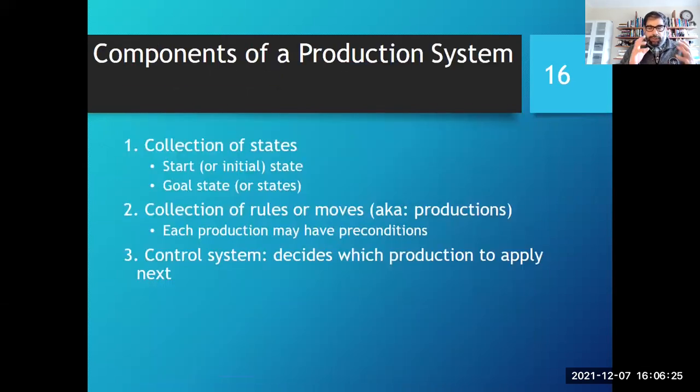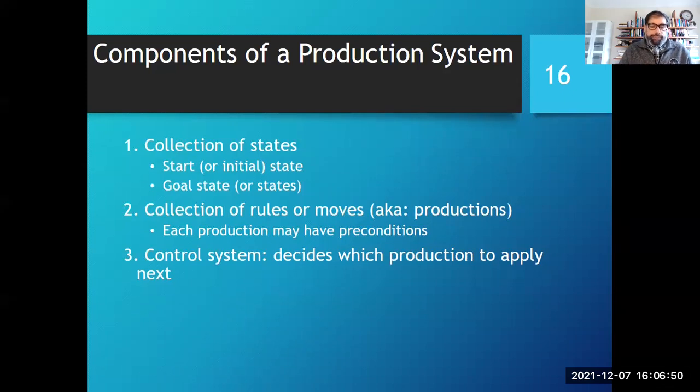Production system is an abstract problem-solving system, and most of these systems consist of these three components. One of them is the collection of states. The other one is the collection of moves. We take the system from one state to another, and finally the control system, which decides which move to make next.